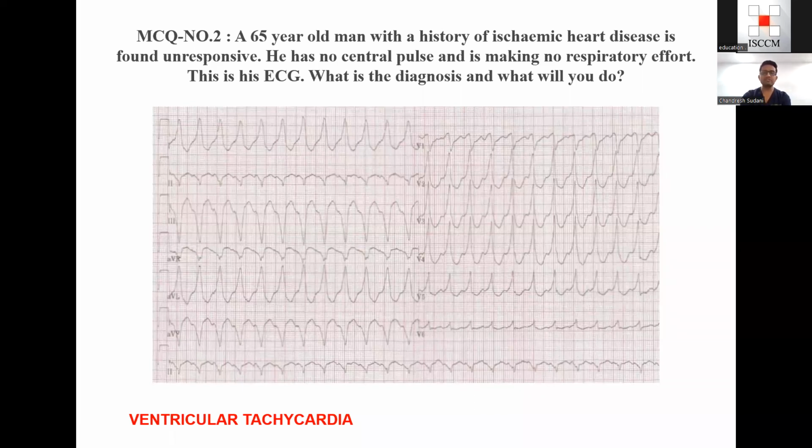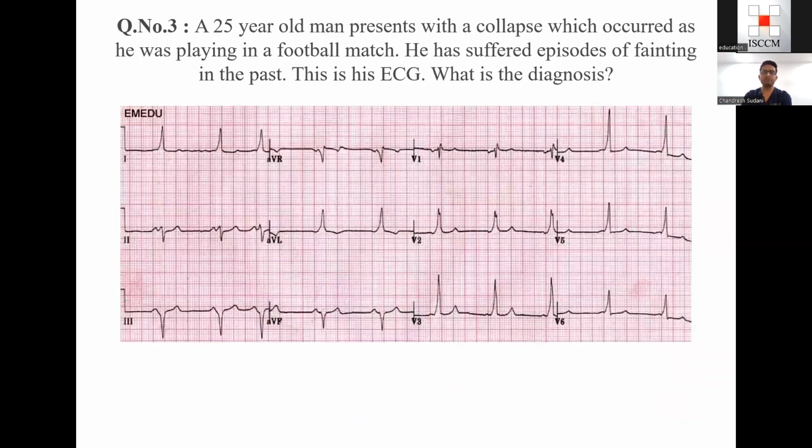Coming to the next question, a 25-year-old man presents with a collapse which occurred as he was playing a football match, and he has suffered episodes of fainting in the past also, and this is his ECG. Any hint? Any abnormal shape you are noticing with the QRS complex? Any inputs, audience?